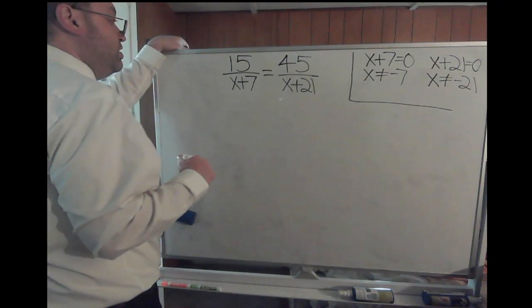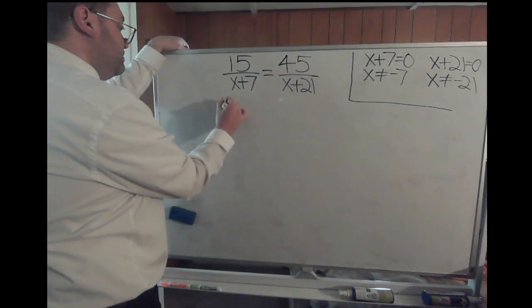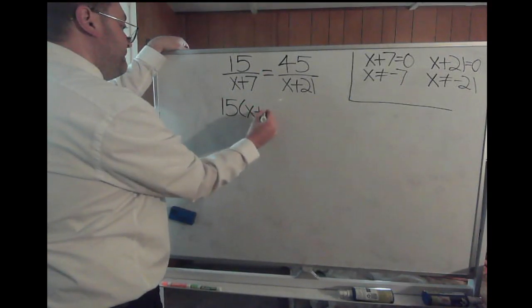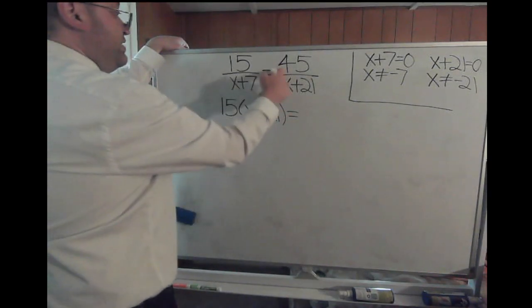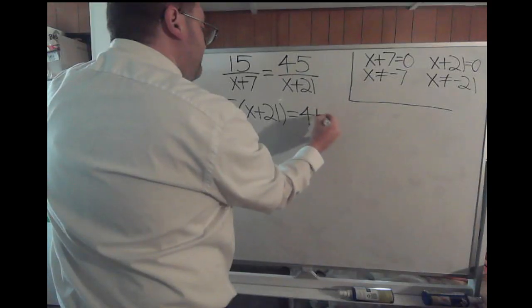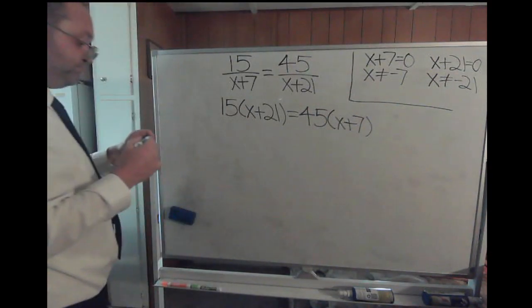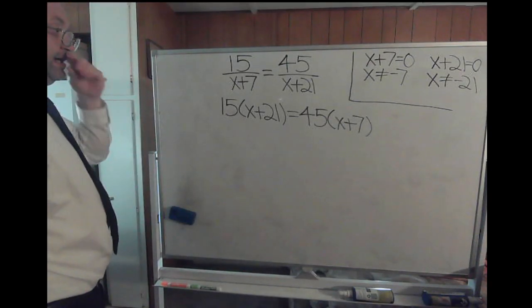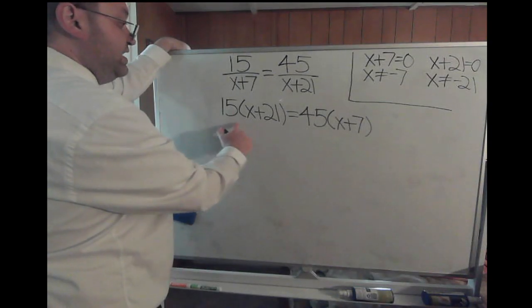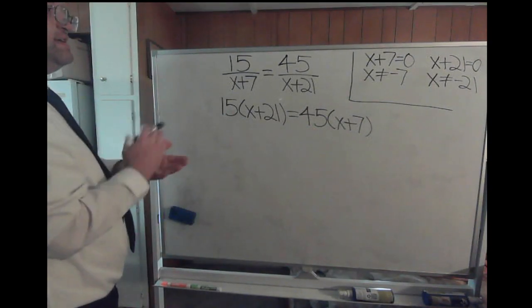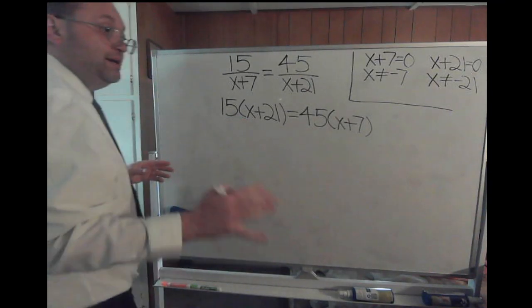Now, we are going to take 15 times x plus 21. We're going to set that equal to 45 times x plus 7. Alright, well, notice something here. You have a 15 on the left side, a 45 on the right. We can divide both sides by 15 to save ourselves from working with some really big numbers.